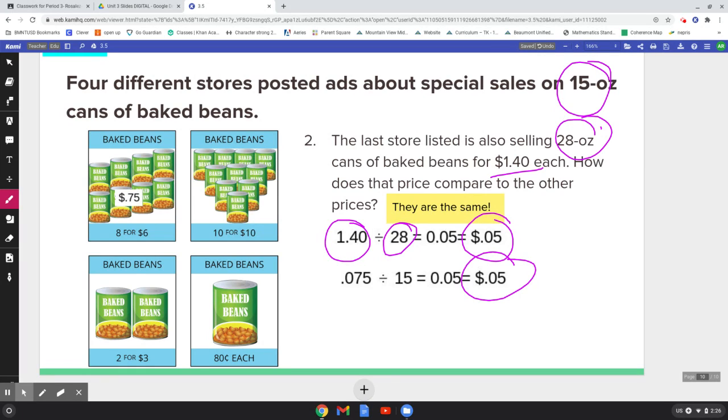So they're actually the same. So you would probably end up buying this one because you would get more beans. But either way, you just know that they are the same price is what they want you to know.